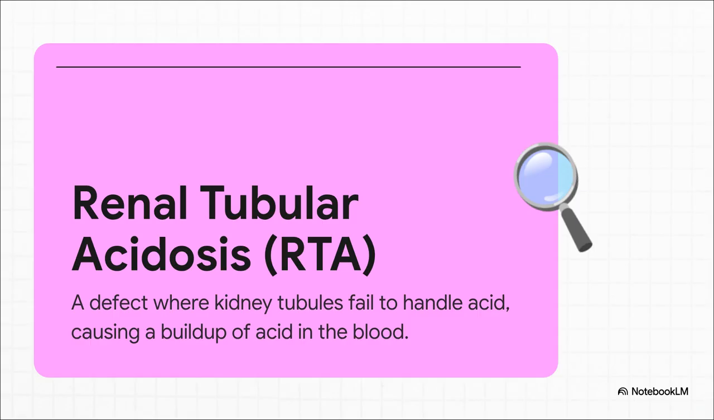At its core, RTA is just a group of disorders where these tiny tubes in the kidney, the tubules, can't handle acid the way they're supposed to. And when that happens, acid builds up in the blood. This creates a specific condition we call a normal anion gap metabolic acidosis. And that right there is the central problem we're going to unpack today.